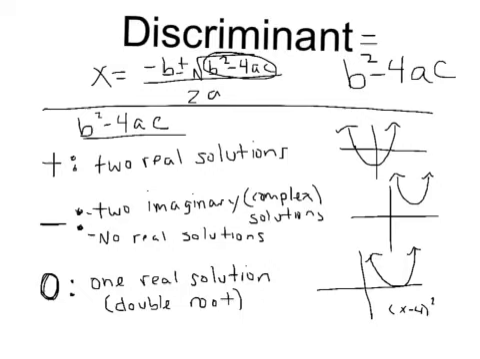So if our discriminant is positive, we have two real solutions. Negative, we have two imaginary solutions or no real solutions. If it's 0, we have one real solution.